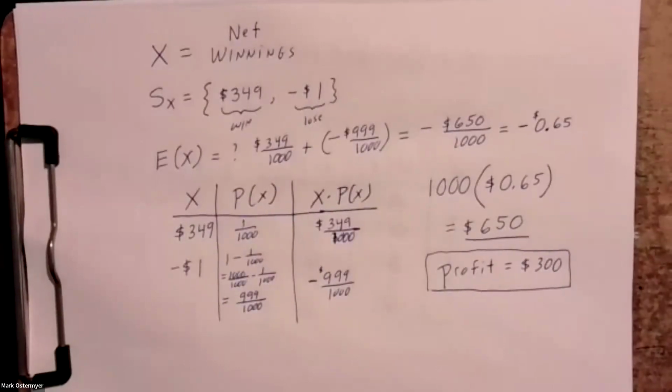Make sense here? Okay. On average, that's the profit they're going to be making when many people play this game, or they offer this game many, many times. All right.